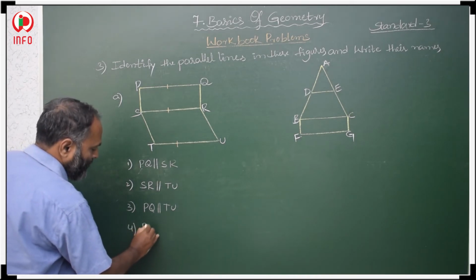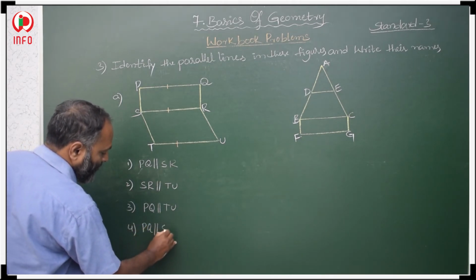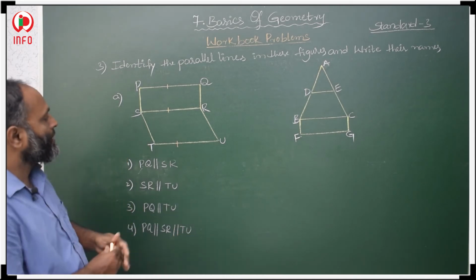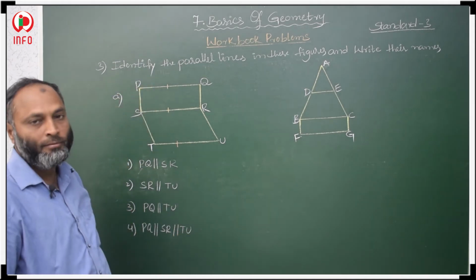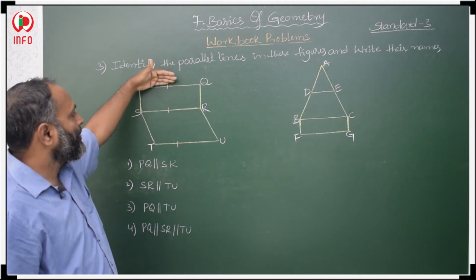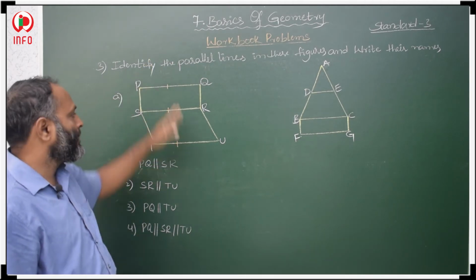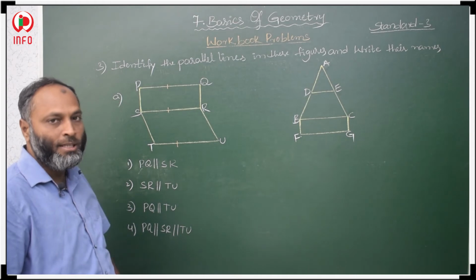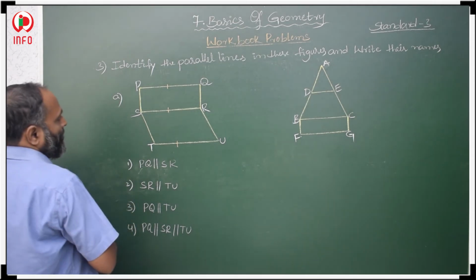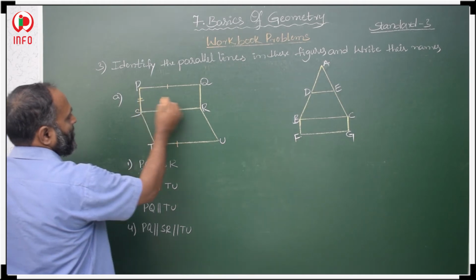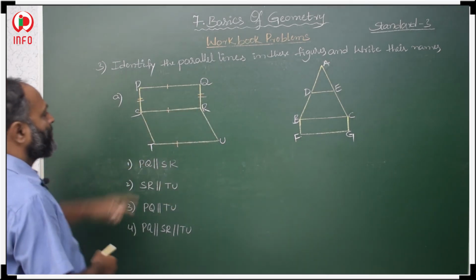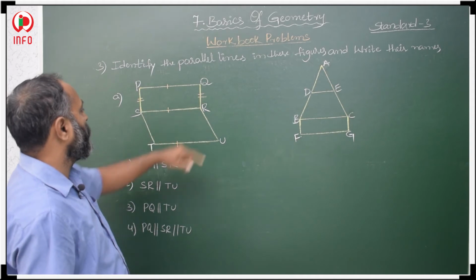Fourth, PQ is parallel to SR, SR is parallel to TU. First, this is parallel to this. Second, this is parallel to this. The third, this is parallel to this. Fourth, all these three are parallel. Three sentences, four sentences total. And after that, this line PS is parallel to QR. These two are parallel, opposite sides. This is rectangular in shape, so these two are parallel.